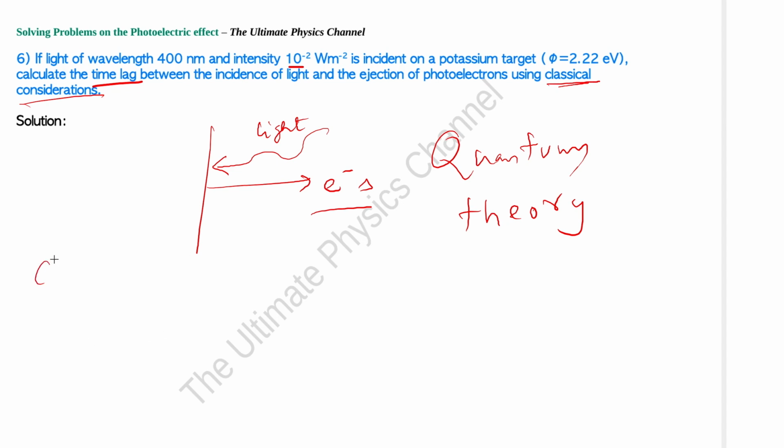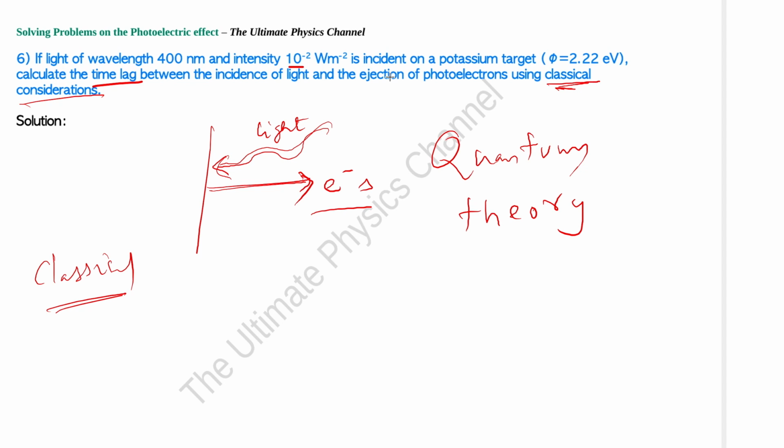But classically, please refer to the video lecture on the photoelectric effect in this channel. You would find that classically one can calculate a perceptible time lag between the incidence of light and the ejection of photoelectrons, and that is being asked here in this question. Based on classical considerations for the given situation, what would be the time lag?